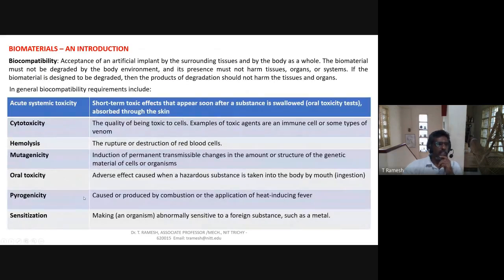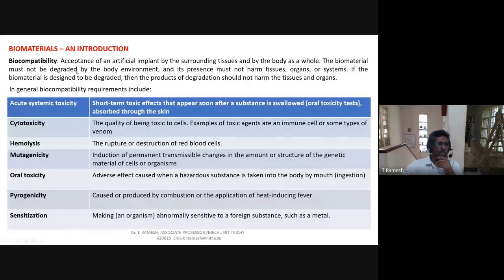As I mentioned, biocompatibility is a very important parameter in the case of biomaterials. So what is biocompatibility? It's the acceptance of an artificial implant by the surrounding tissues and by the body as a whole. So this is a property which allows the body to accept the artificial material when it is kept inside, by the surrounding tissues and by the body as a whole.